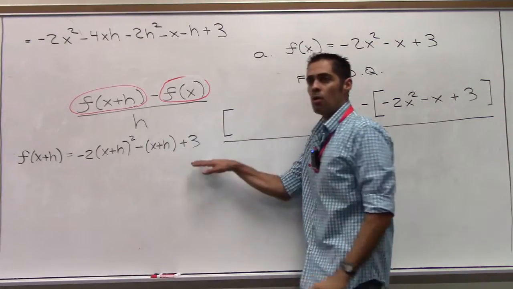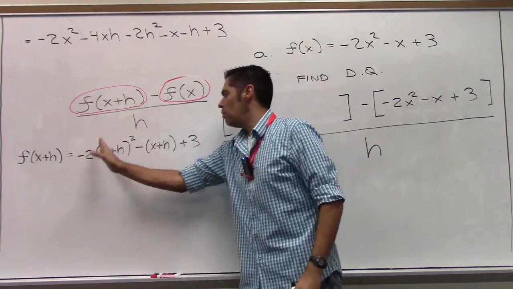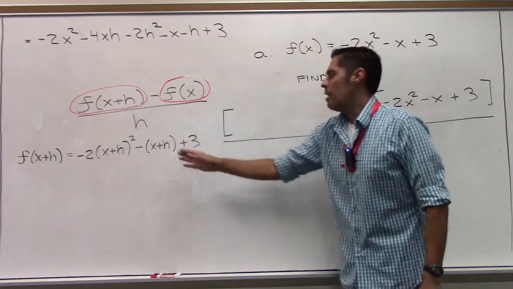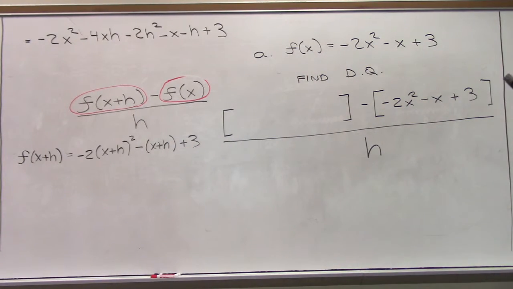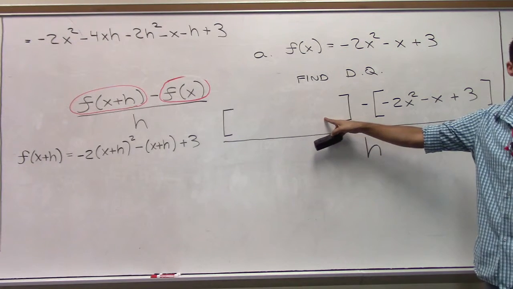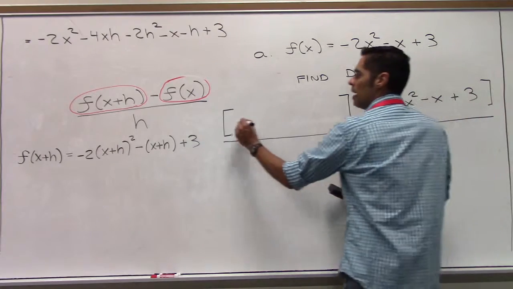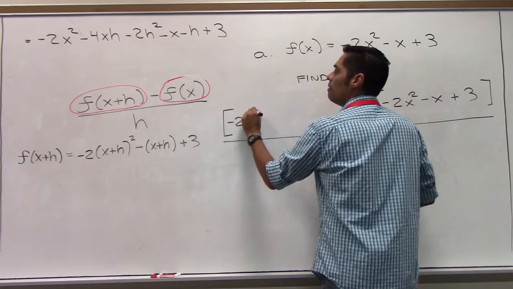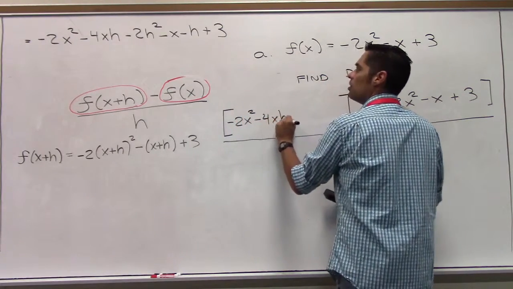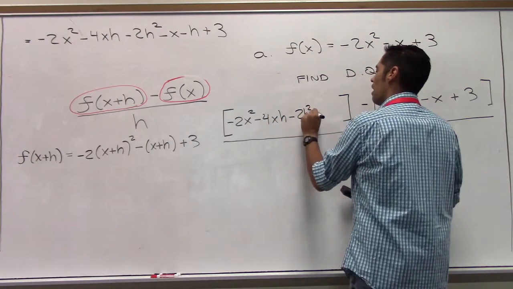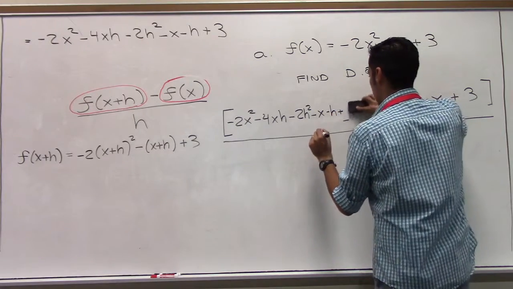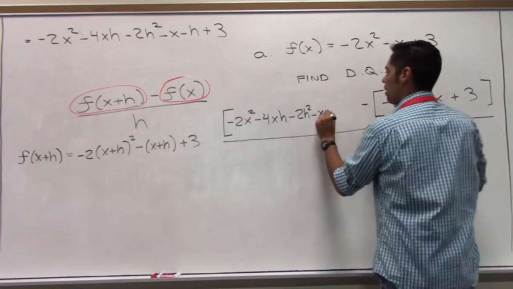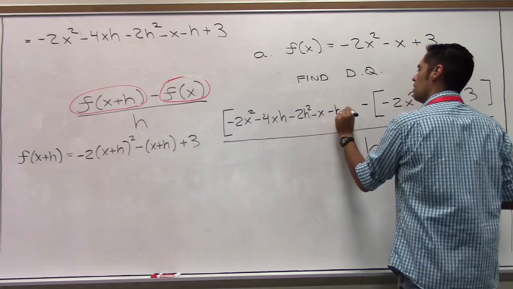So I've done all the work here. I've expanded this out. I've pulled the negative 2 through. I multiplied the negative 1 through, and I get that. Do you all understand where that came from? That's the top left of the difference quotient. So negative 2x squared minus 4xh minus 2h squared, minus x minus h plus 3. I'm going to move my bracket. I didn't quite give myself enough room here. Minus x plus 3.